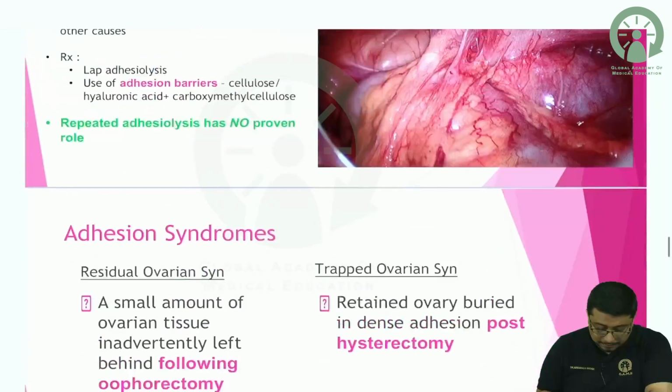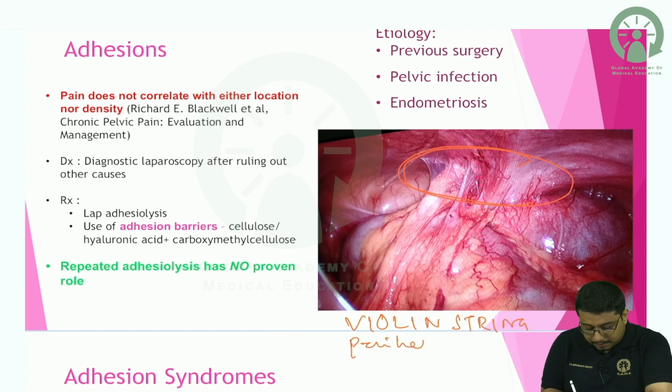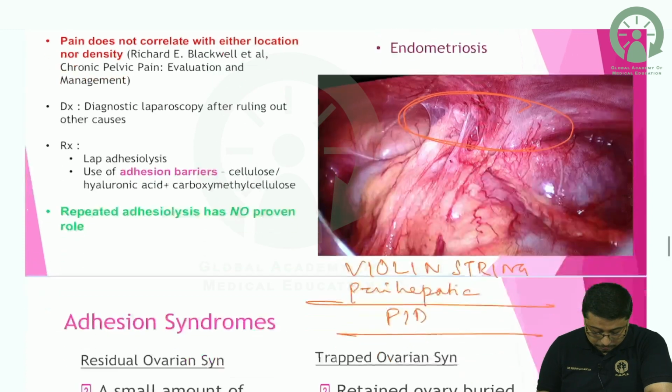So chronic pelvic pain is something that is beyond discussion of this thing. Adhesion is one of the most important, and remember this image. This is published with permission of the patient. This is my own case when I was doing a diagnostic laparoscopy for infertility. I found this. So this is the violin string perihepatic adhesions in a case of PID, which is known as the Fitz-Hugh-Curtis syndrome. Fitz-Hugh-Curtis syndrome, right?